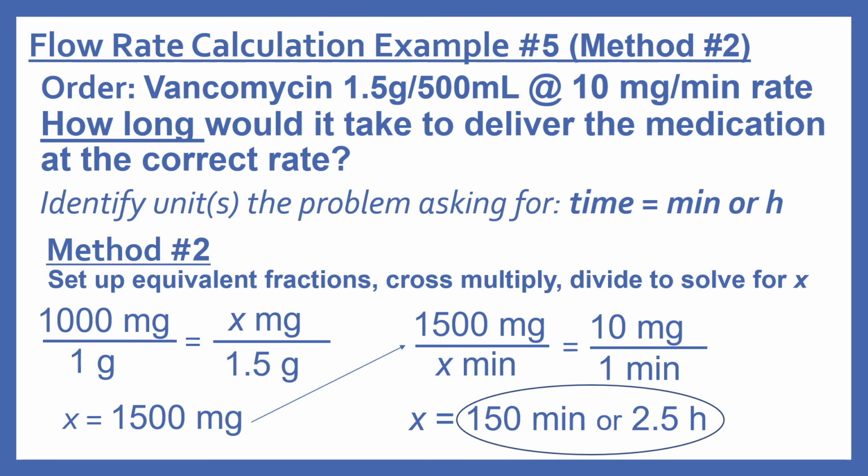We can divide that by 60. That will give us how many hours? So that's 2.5 hours. And something to notice about this vancomycin calculation, sometimes in these flow rate calculations you're given additional information that you may not need. So this one, it had 500 milliliters. We did not need that to solve this calculation. So that's something also to be aware of in the flow rate calculations.